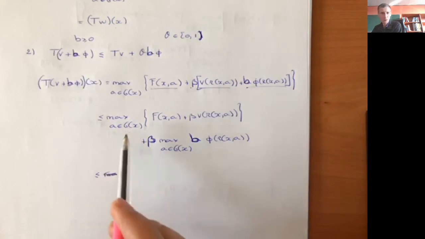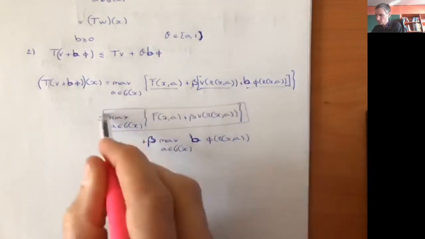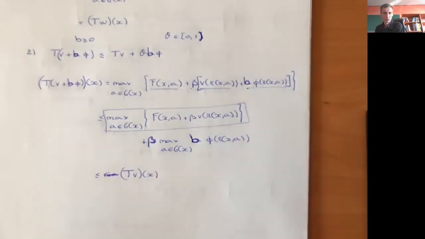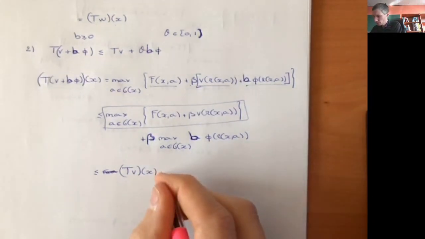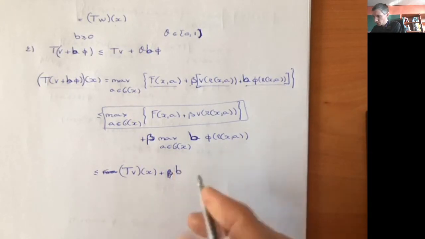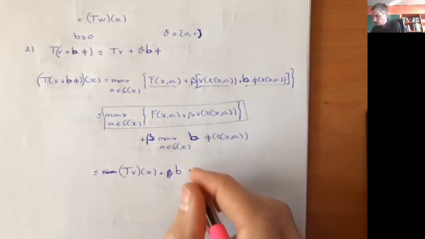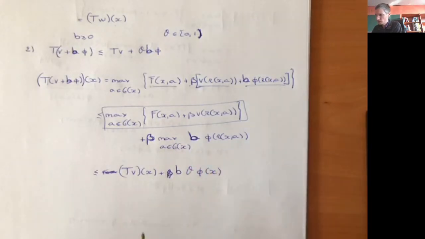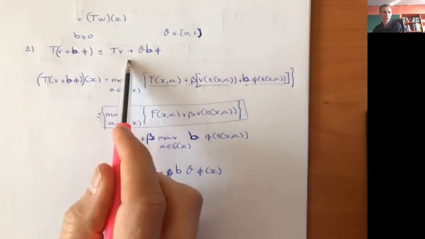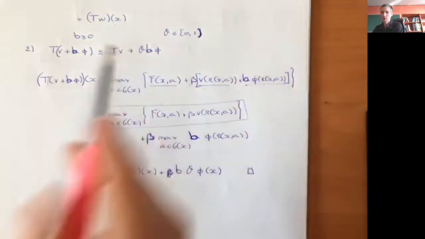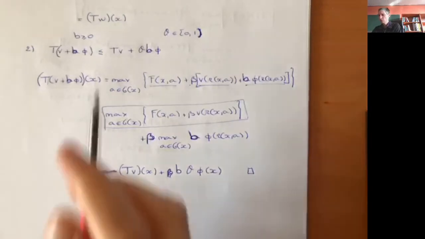Oh, maybe I can already shorten it because this is nothing else than TV of x, okay, by definition, plus b, and then this is less or equal to theta times phi of x, okay, which is exactly what we have here, element-wise, and this is in terms of a function, but this is the same statement.